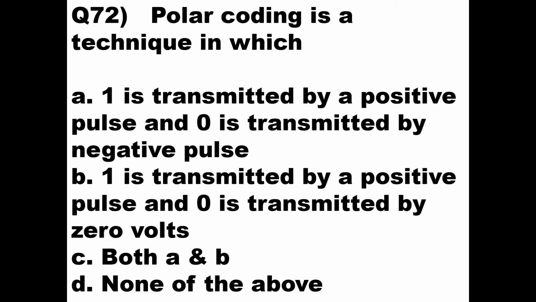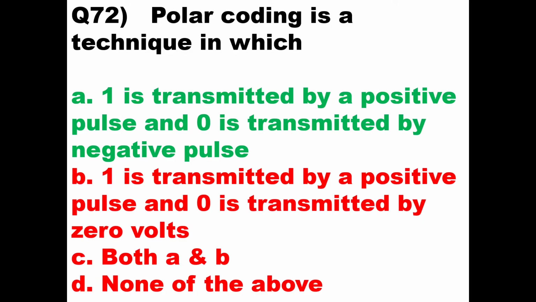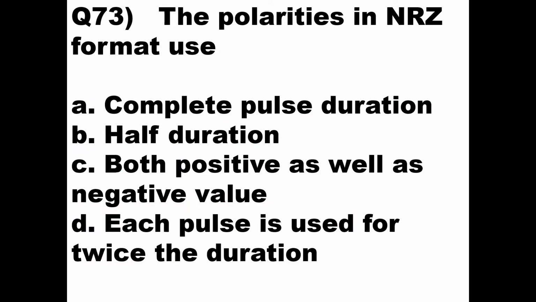Polar coding is a technique in which, options are given as: A, 1 is transmitted by a positive pulse and 0 is transmitted by a negative pulse. B, 1 is transmitted by a positive pulse and 0 is transmitted by 0 volts. C, both A and B, and D, none of the above. So polar means you are giving a value plus or minus. Okay, that means 1 is transmitted by a positive pulse and 0 is transmitted by a negative pulse. Option A will be the correct one. So polar coding is done in which logic 1 is transmitted by a positive pulse and logic 0 is transmitted by a negative pulse. Then we'll go to question number 73.